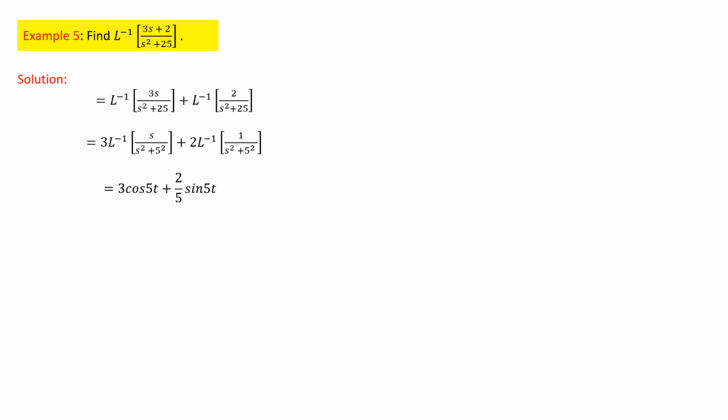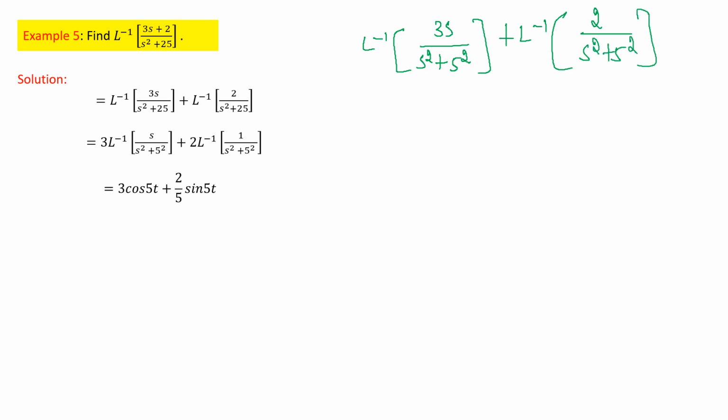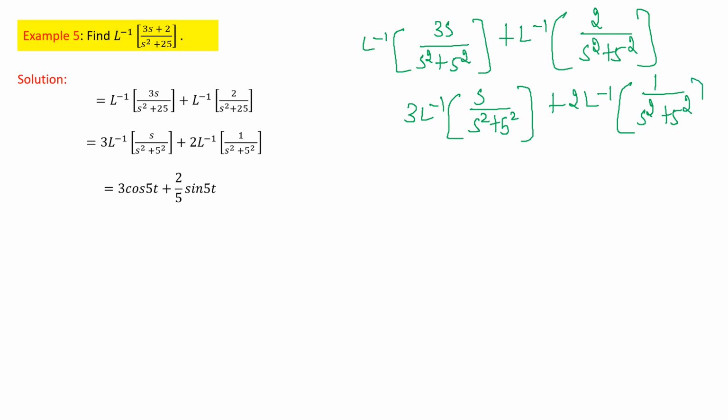Question number 5. Again, I have to split the given problem into two terms. So this is going to be L inverse of 3s upon s power 2 plus 5 power 2, plus L inverse of the second term, that is 2 by s power 2 plus 5 power 2. From the first term, take 3 outside. The remaining term is s by s power 2 plus 5 power 2. From the second term, let me take 2 outside. So we have 2 into L inverse of 1 upon s power 2 plus 5 power 2.